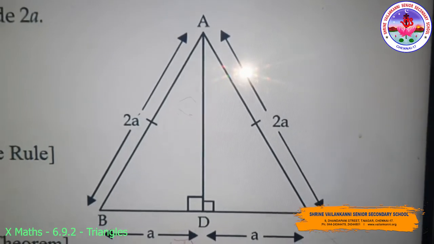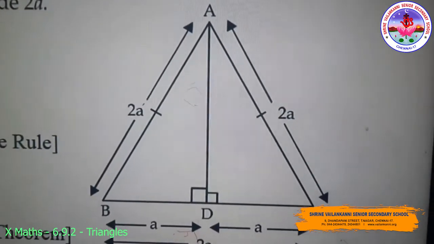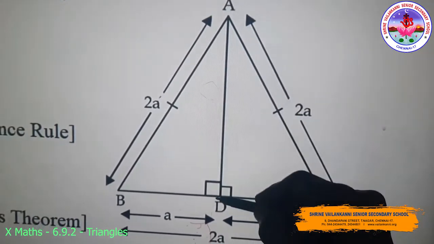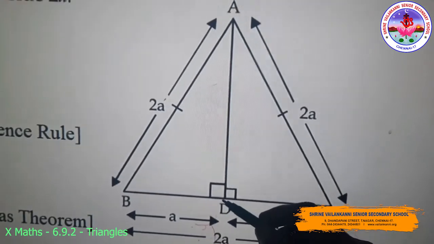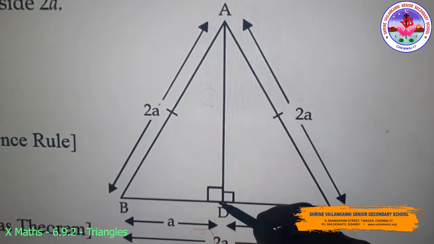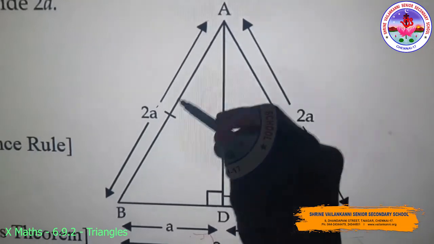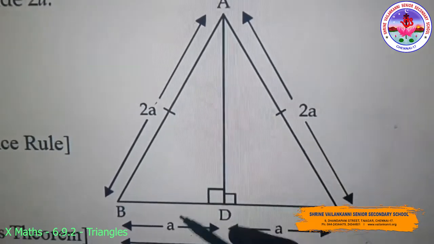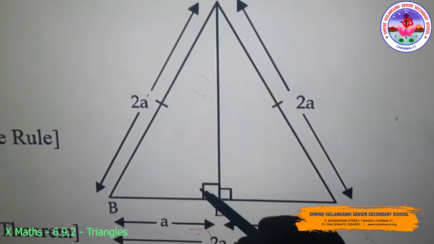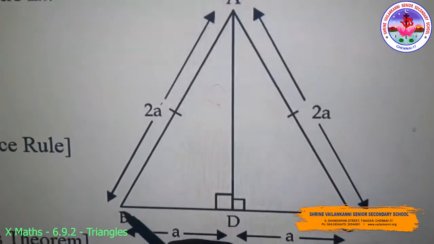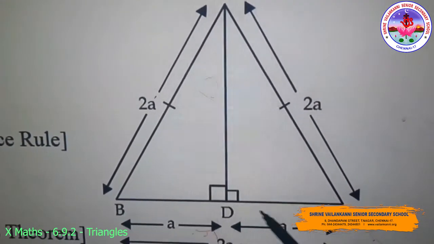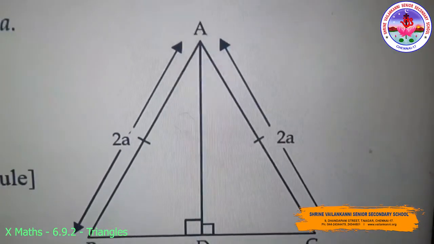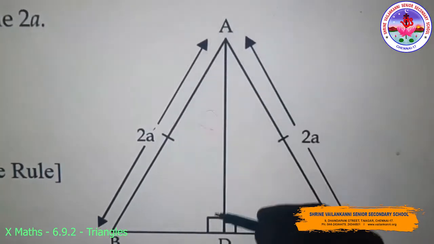Since triangle ABC is an equilateral triangle, the altitude touches the base at its midpoint. Also it is given that the side length of the triangle is 2A. So since D is the midpoint of the base, I can say BD is equal to A and CD length is equivalent to A. Now we need to find out the length of AD.